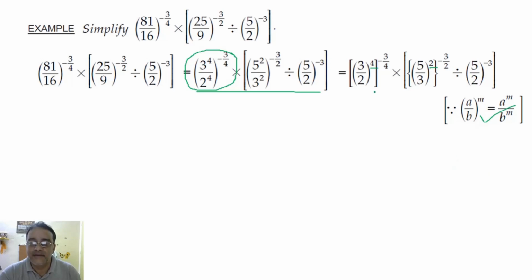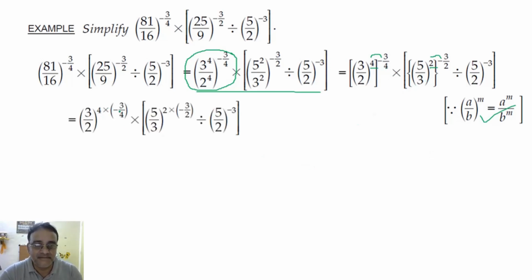Okay, now again one more law we have to use. We will multiply these two powers. उसके लिए कौन सा प्रॉपर्टी यूज करोगे? a to the power m whole to the power n is equals to a to the power m into n. So next step में ये दोनों powers multiply हो जाएगा. See, and this property we have used. Any doubt in this step?